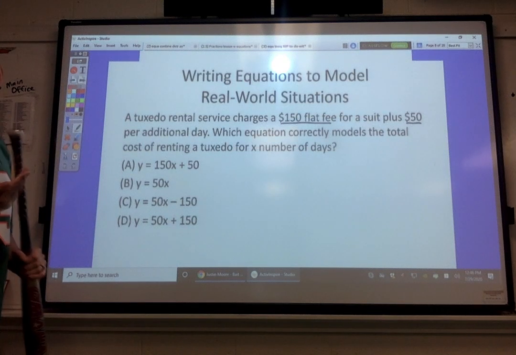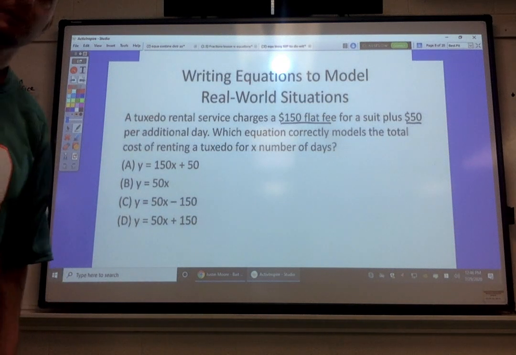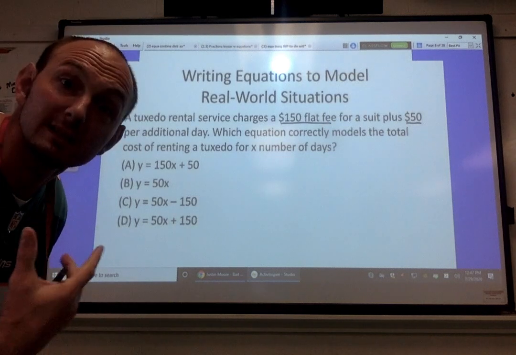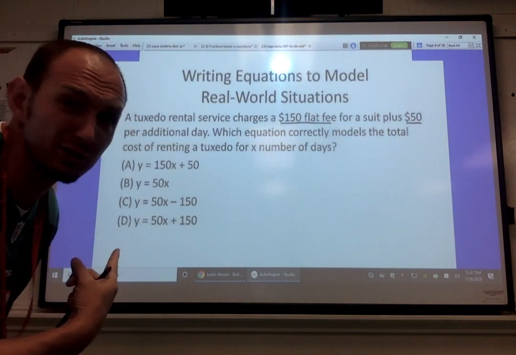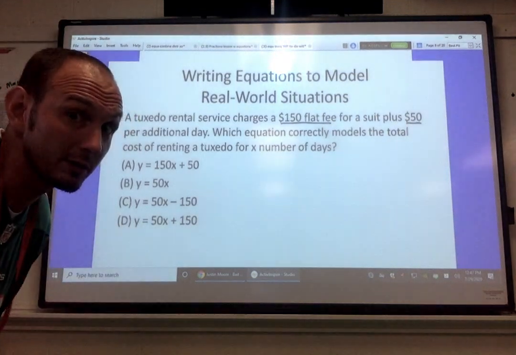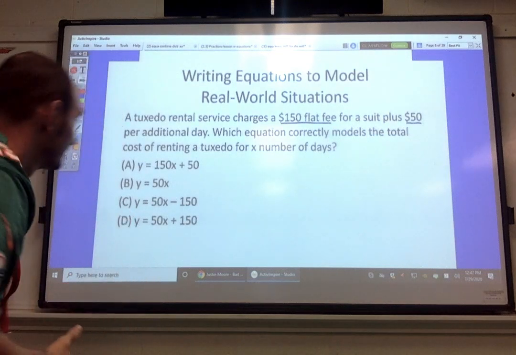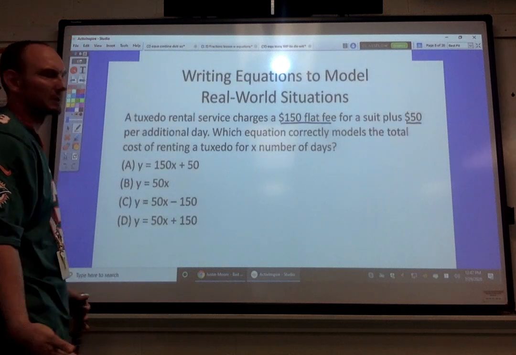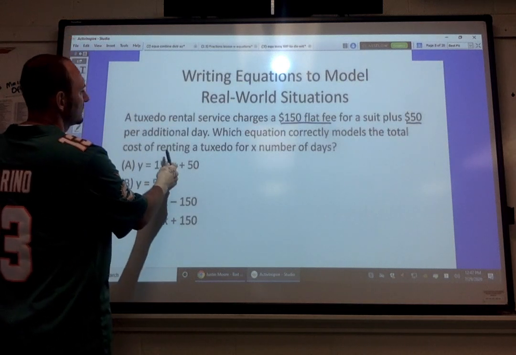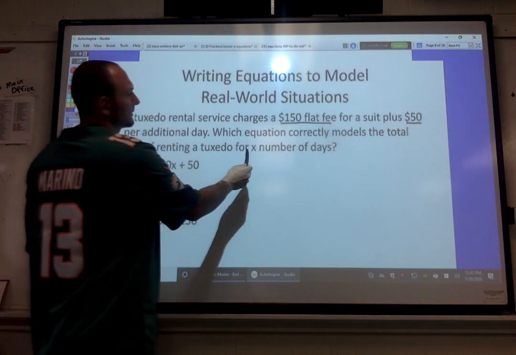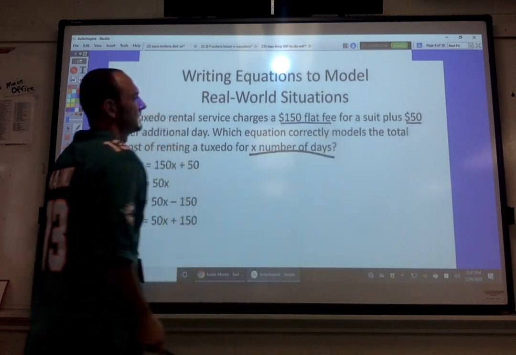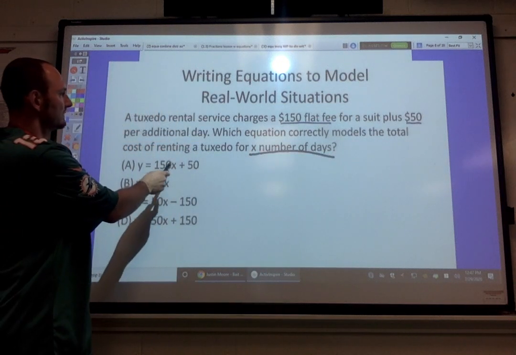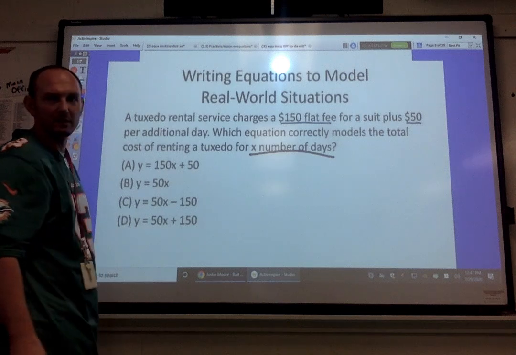Okay, here we got a multiple choice. Yay, we have a chance. But if you can read it, like I said, the numbers, you'll see some of these are stupid. They make no sense whatsoever. 150x. So what does x mean? Total cost of renting a tuxedo for X number of days. Okay, so 150 days plus 50.